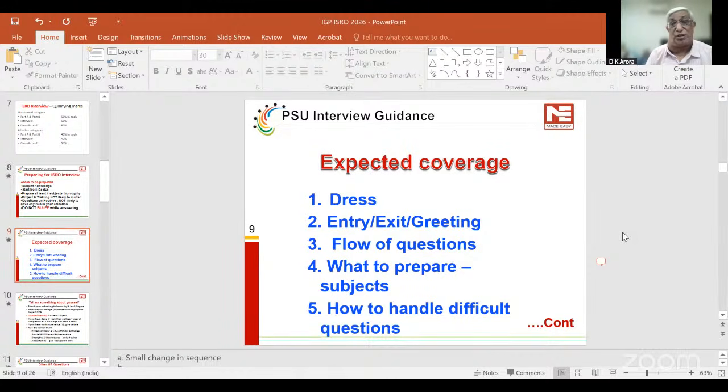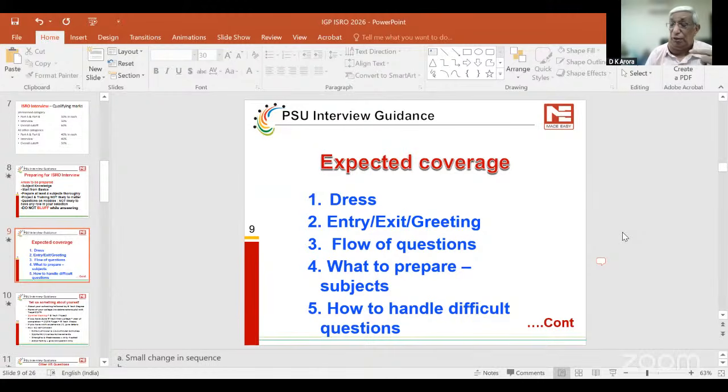But don't go in t-shirt and jeans. Similarly for girls, don't make a fashion statement. That's the important thing. Prefer to go in conventional dress. But if you're very uncomfortable, all right, then you can go in formal shirt and a formal trouser. That's it. But it should be less preferred.